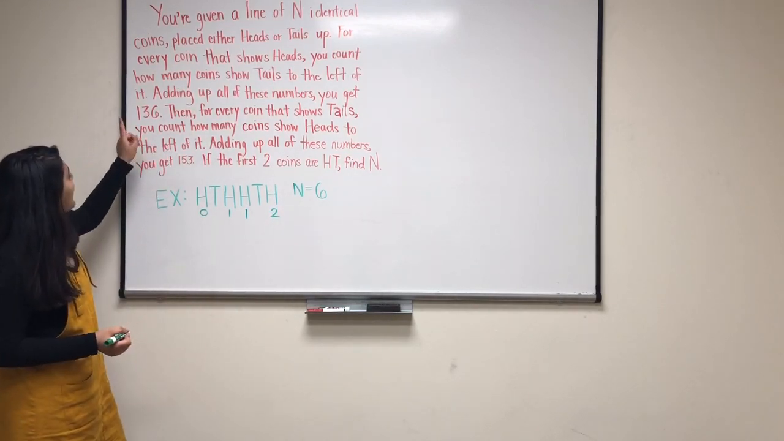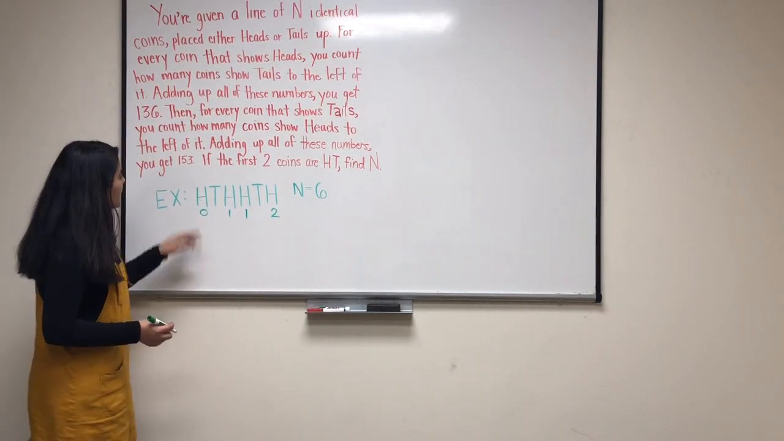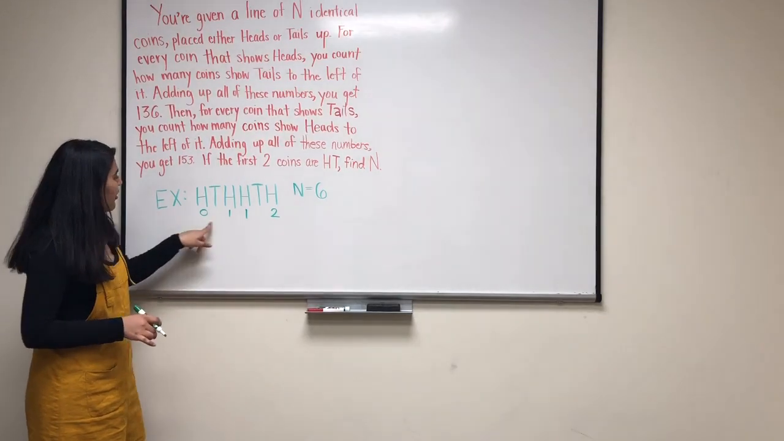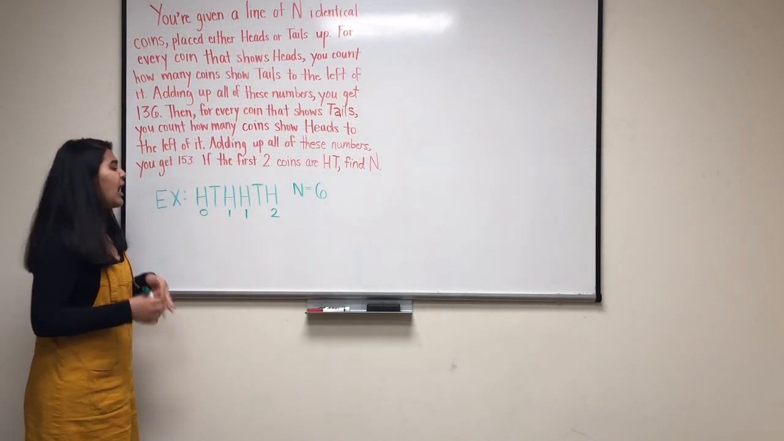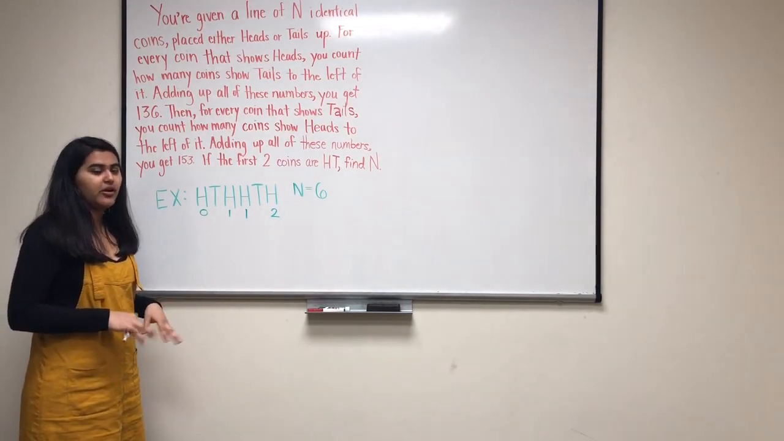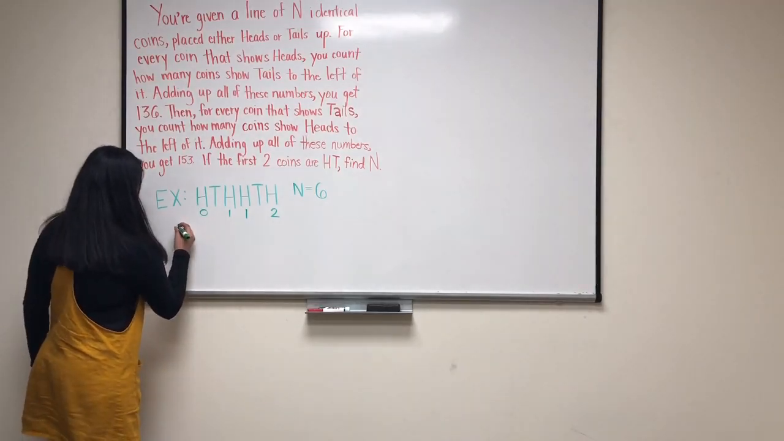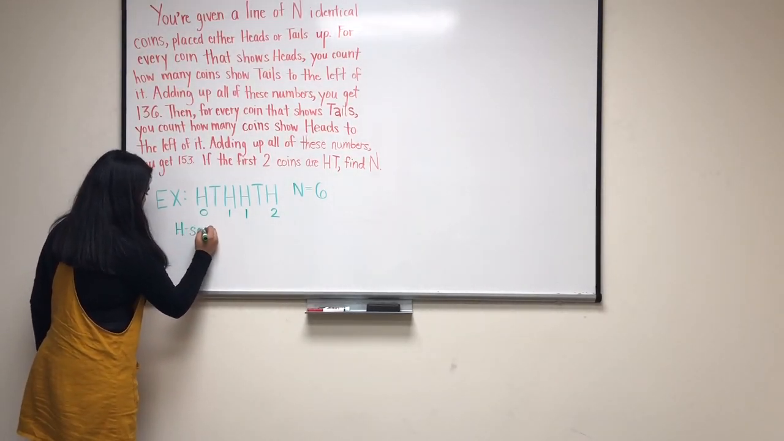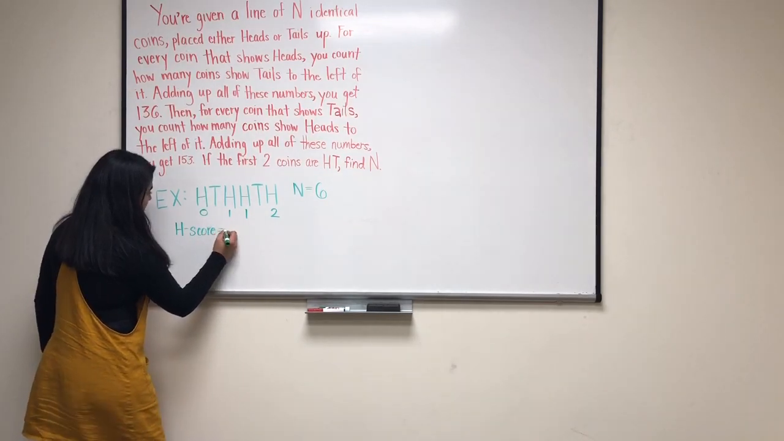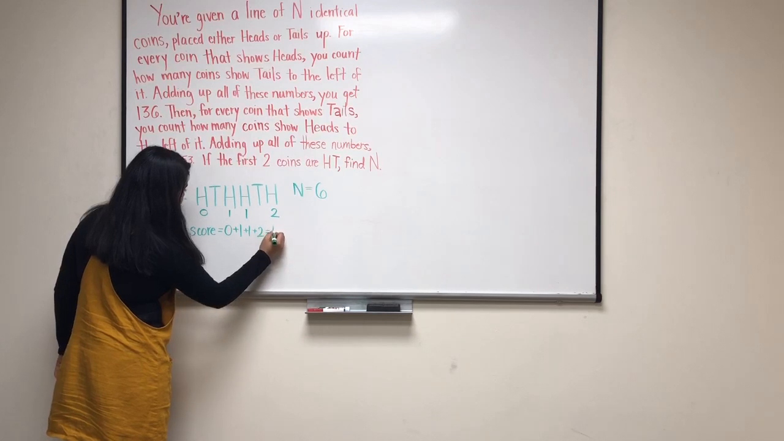Now the problem says, adding up all of these numbers, you get 136. So in our sequence, when I add up all of these numbers, 0 plus 1 plus 1 plus 2, I get 4. And I'm going to call that the H-score. So I get my H-score by simply adding all of the scores for each head. So in this sequence, my H-score equals 0 plus 1 plus 1 plus 2, which is 4.